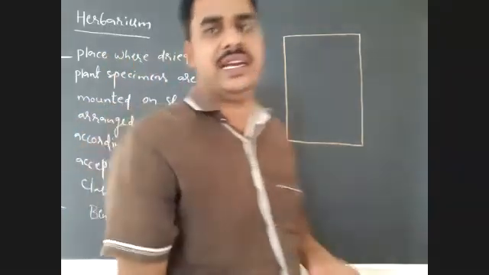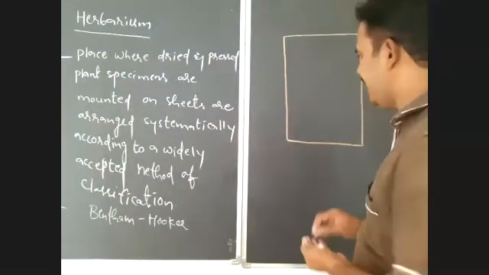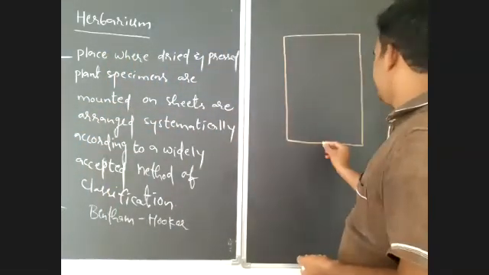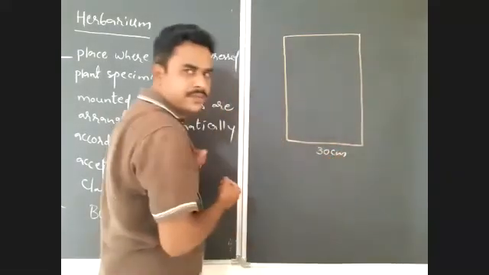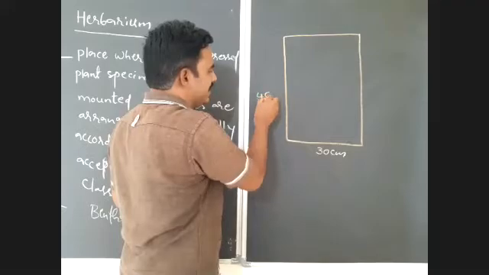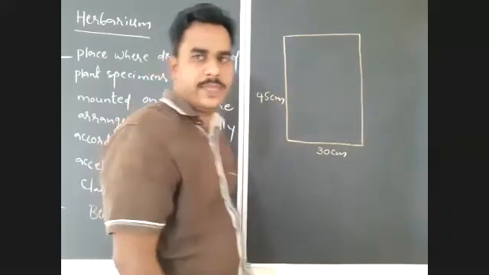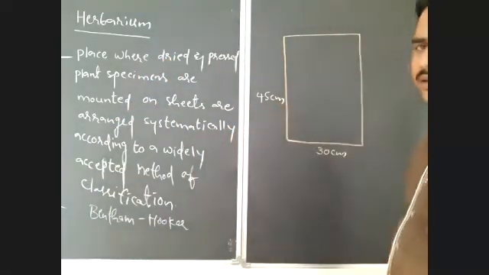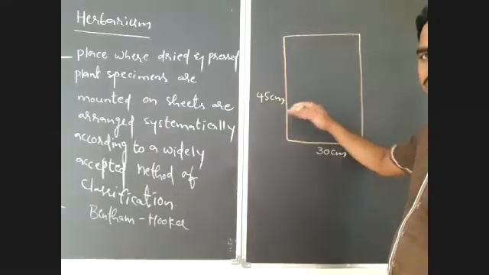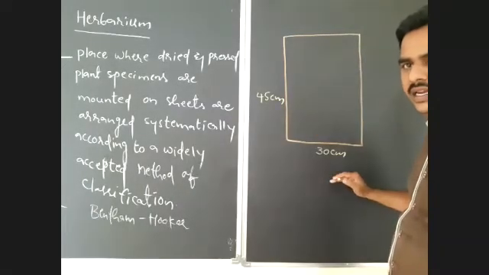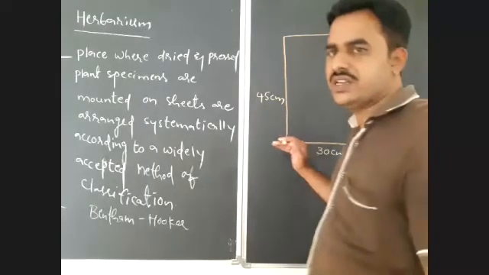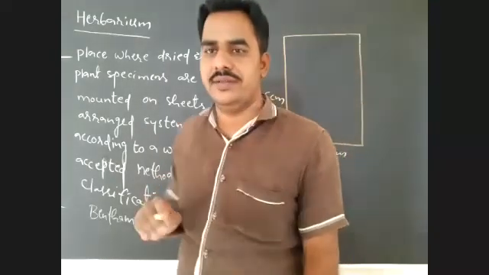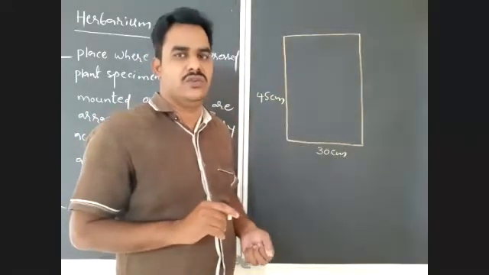Herbarium sheet is nothing but a thick paper, and it has 30 centimeters of width and 45 centimeters in length. So a thick paper is used for the herbarium. The common measurement in India is 30 centimeters of width and 45 centimeters of length. Okay, 30 into 45.